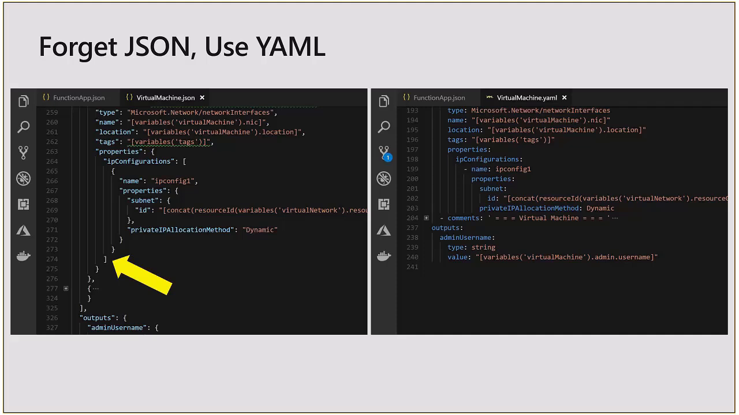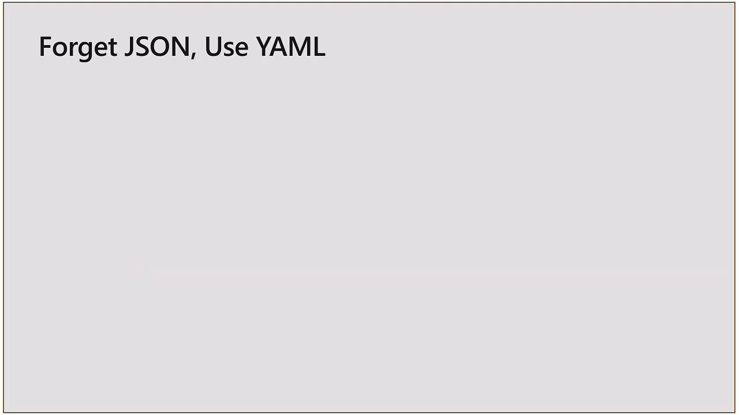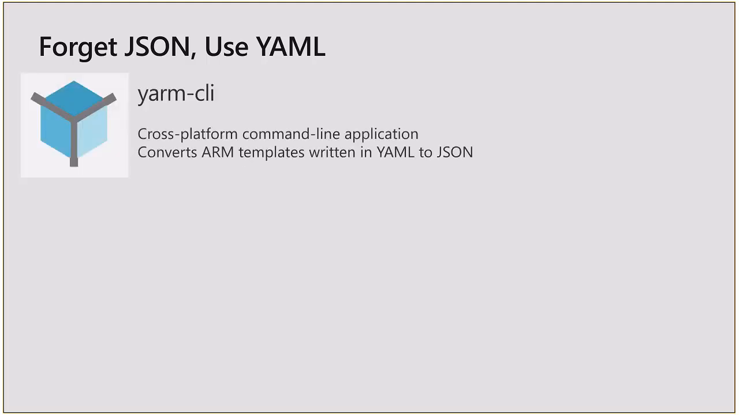But we have to give up using the Visual Studio or Visual Studio Code visualization if we keep using YAML files, YAML definitions. So, as I said, if we want to use YAML for your ARM template definition, probably you need to have a tool to convert YAML into JSON.